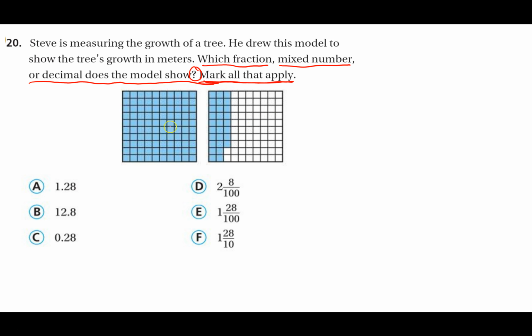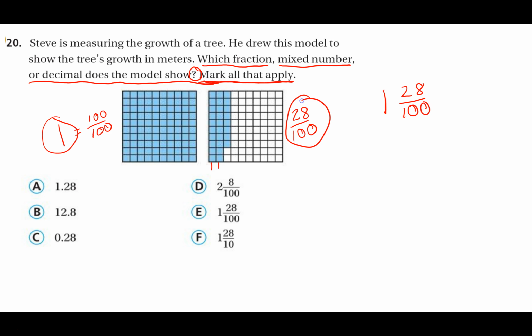We have a 10 by 10, so there's 100 smaller cubes here, and we have all 100 of them shaded, so that's 100 hundredths, which is also equal to 1 whole. And then over here we have 2 whole columns shaded, and then 8 of the next column, so 10, 10, and 8. That would be 28 hundredths. Okay. So now let's look at all of these. So we have 1 and 28 hundredths. Right, we got our 1 from right here and our 28 hundredths from right here.